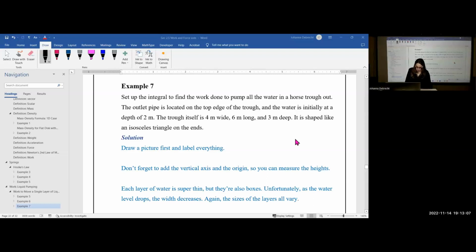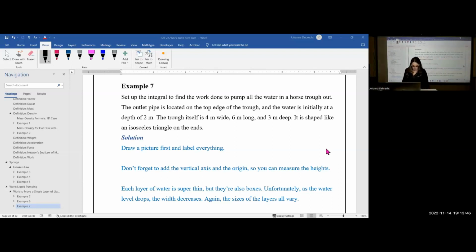This one is quite a bit more difficult. It also uses similar triangles, and it's a little challenging to set up. So I thought I would work through this one. We have a horse trough, like an old-fashioned, Western movie horse trough, and it's shaped like an isosceles triangle on the ends, right? So I'll show you a picture of it in a second. The outlet pipe is located at the top edge of the trough, and the water is initially at a depth of 2 meters. Now the trough itself is 4 meters wide, 6 meters long, and 3 meters deep.